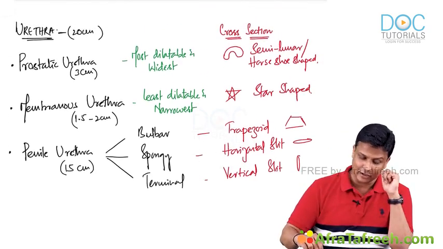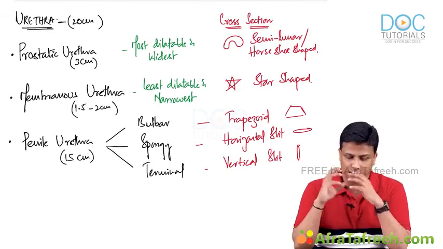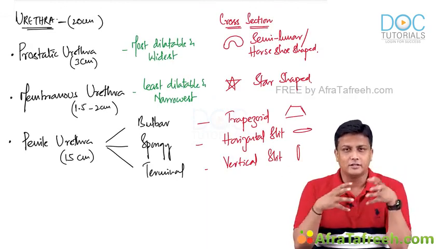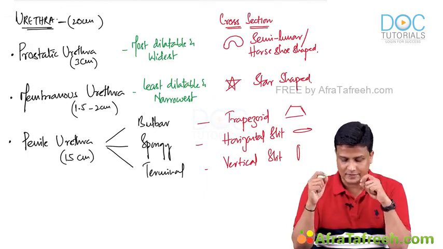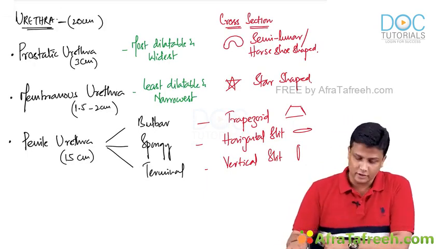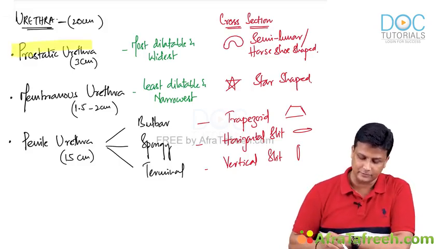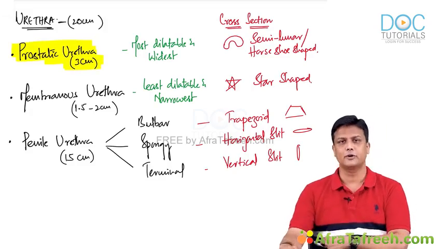So this is some information that you have to memorize, and you have to remember that a lot of questions are being asked about the dilatable part, the widest, narrowest, and how they look in the transverse section, guys. That's something really important. Now apart from all this information, you also have to learn in detail about the prostatic urethra. There are certain important things to be seen in the interior of the prostatic urethra.